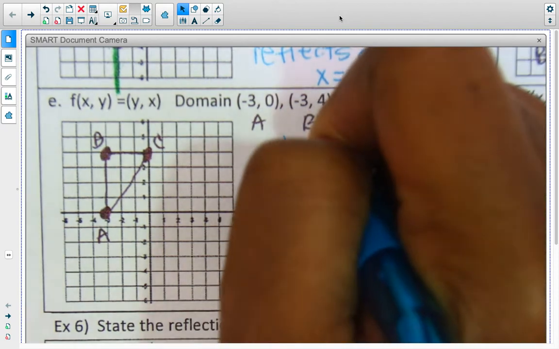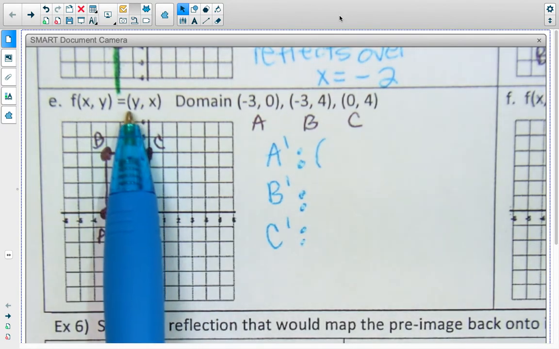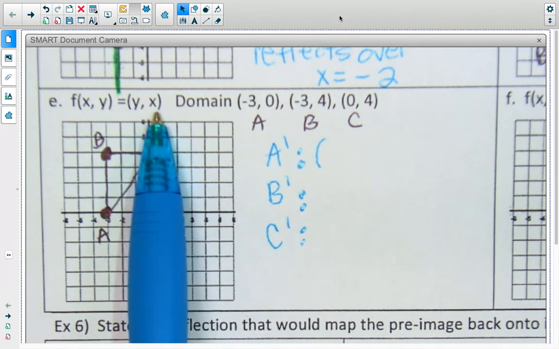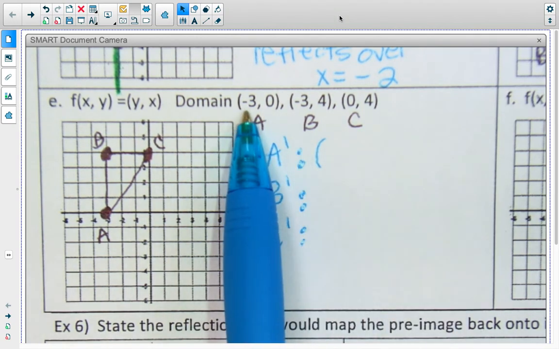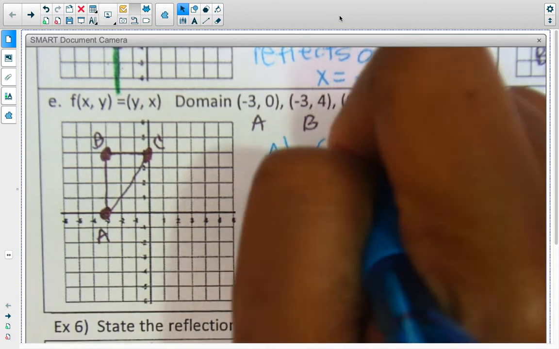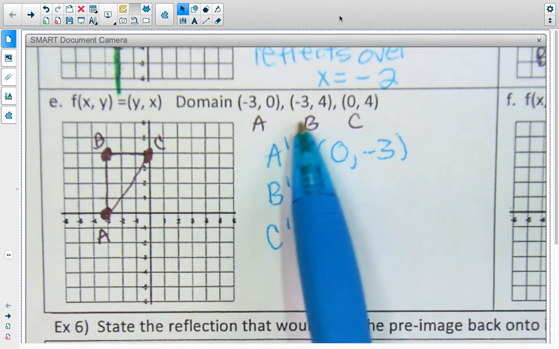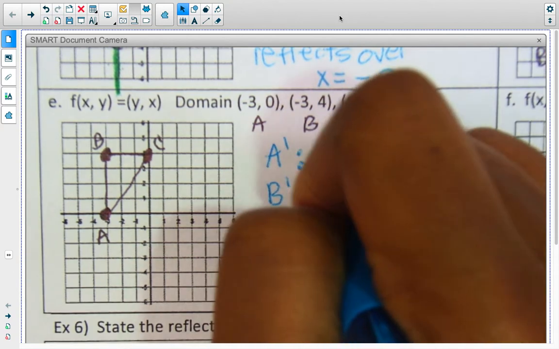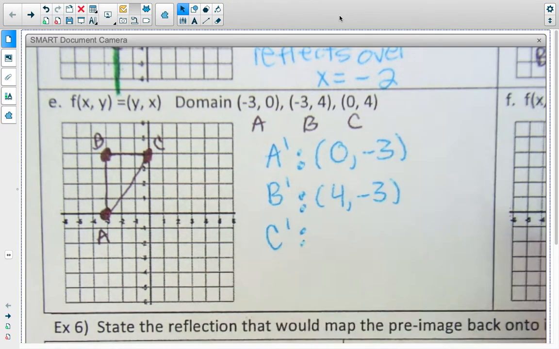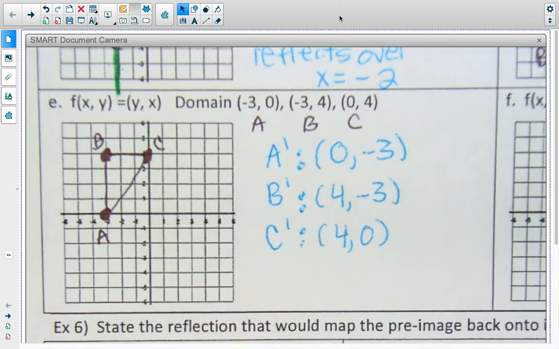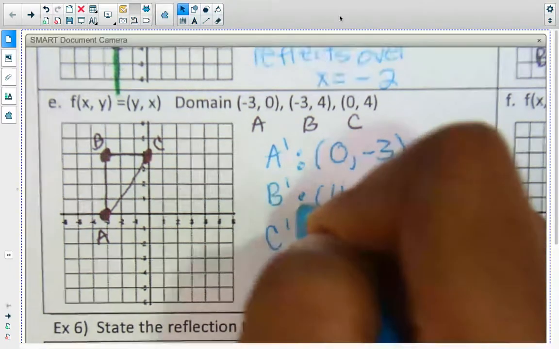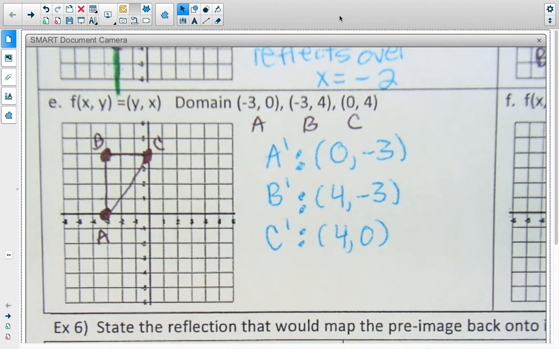All right, so let's do our thing. This time the rule says to switch your y and x. So you just switch them. So no algebra necessarily to do. You just switch your x and y coordinates. So this was -3, 0. So this is going to be 0, -3. This was -3, 4. Switch it. It's going to be 4, -3. This was 0, 4. Flip it. It's going to be 4, 0. So don't change your signs, don't do anything like that. You're just switching the positions of your x and y.